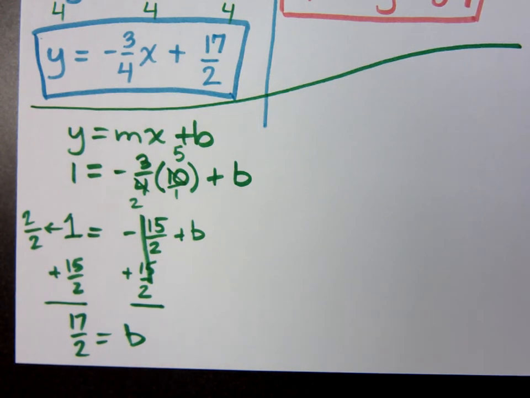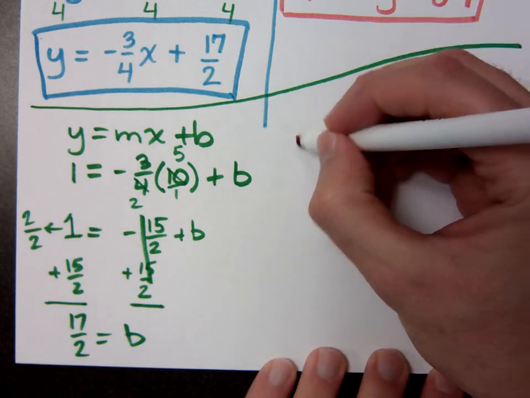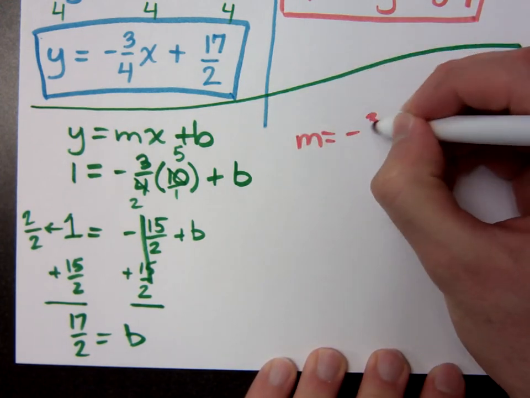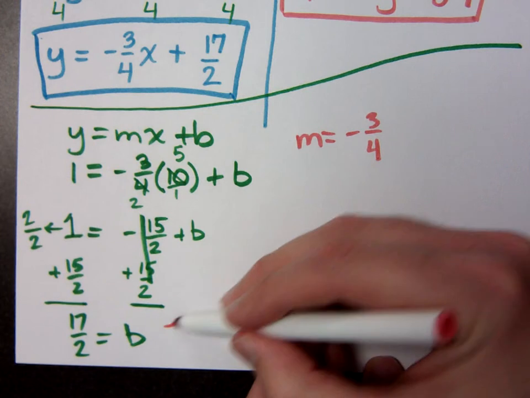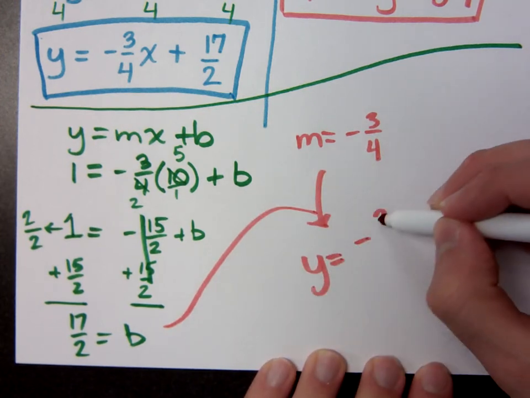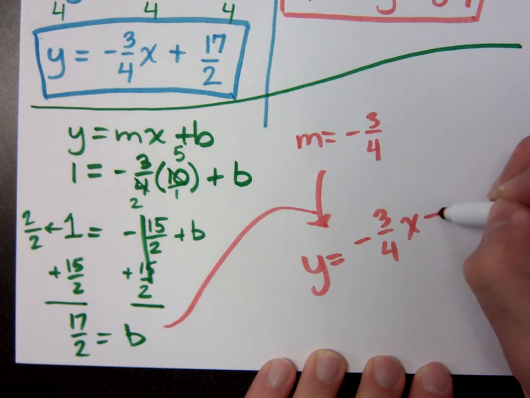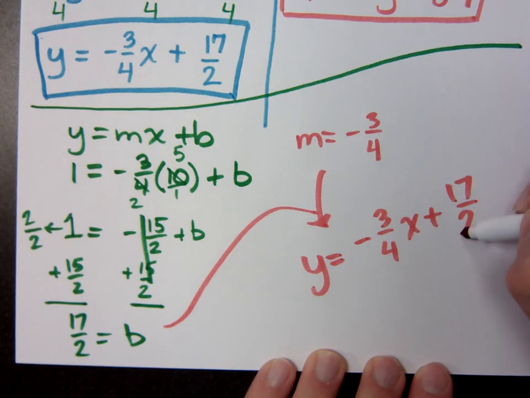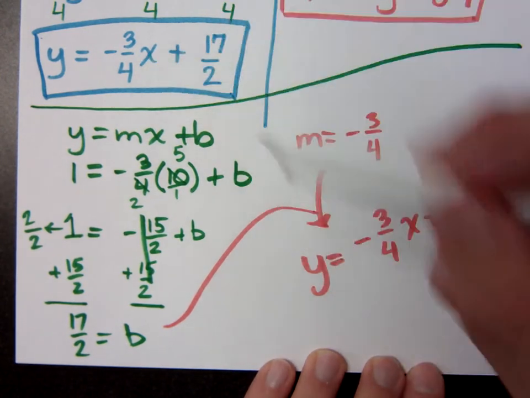What was my slope? What did we say my slope was from the beginning? It was -3/4, so when I put these together, y equals -3/4 x plus 17 halves, which is the same thing that I already had.